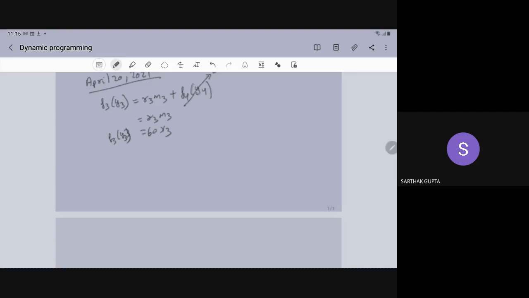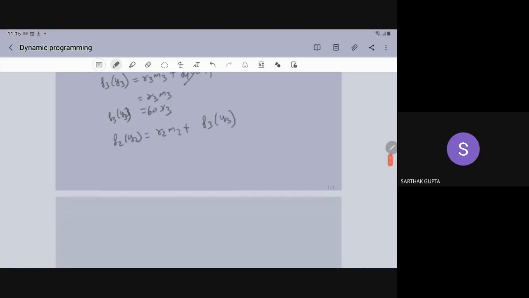So in stage 2, we have to define f2(y2). What is the basic formula for f2(y2)? It is r2 m2 plus f3(y3). Now, because the right hand side is a function of y2, the left hand side should also be a function of y2 only. So it can be written as r2 m2 plus f3.